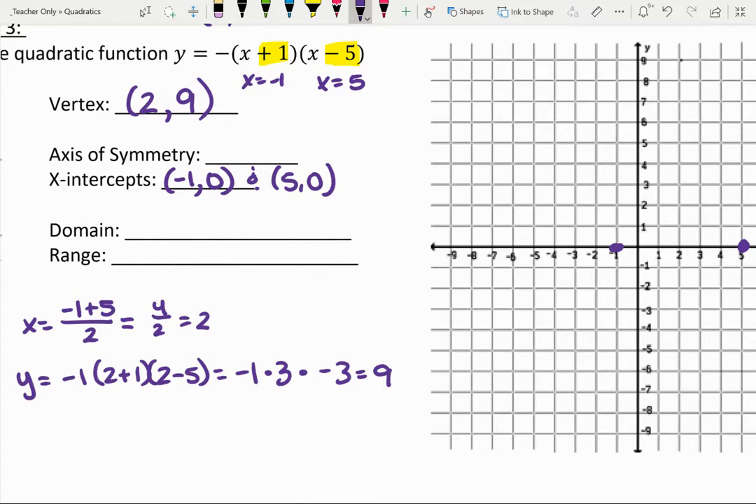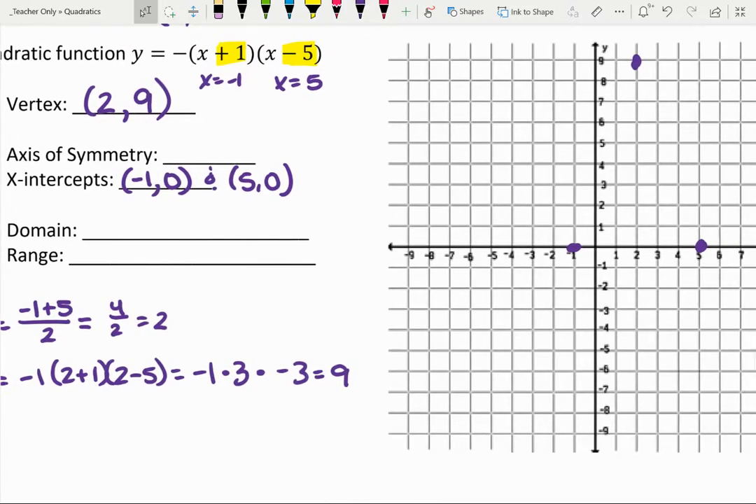So this time we are on the graph. So this will be a slightly more exciting picture. And we found the vertex. We also found the axis of symmetry. We could have added that in at any point in time. So that axis of symmetry is the vertical line x equals 2 because it matches the x-coordinate of the vertex.